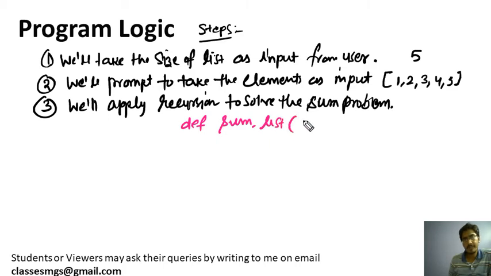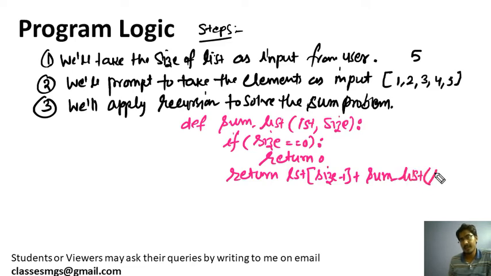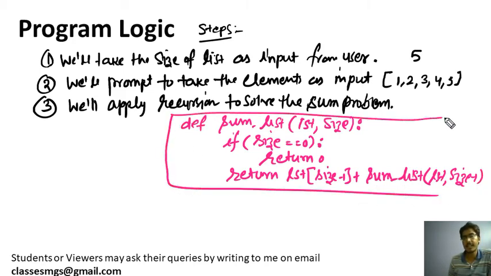sum_list, and then we will pass list and size, and then if this is the base condition or terminating condition, size equals to 0, then what will we do? We will return 0. Otherwise what will we do? We will keep on calling the function by decrementing its size by 1, sum_list(lst, size minus 1), like this. Okay, so this is the recursion we will write in the third step.